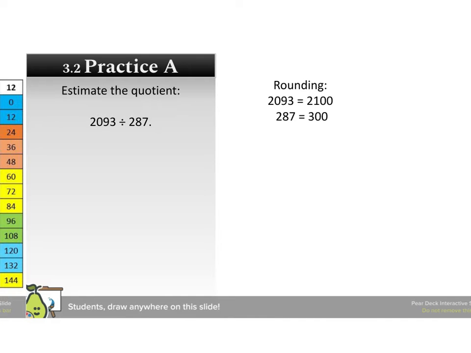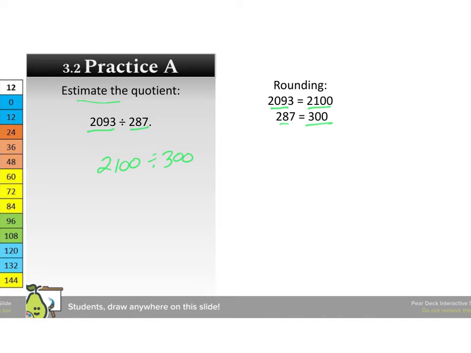So in our practice questions, we're simply going to be, again, estimating the quotient. So we're going to get an approximate answer. First we have to round. 2093, now I show you over here, 2093 can be approximately 2100, divided by 287 can be approximately 300. So you would say 2100 divided by 300.